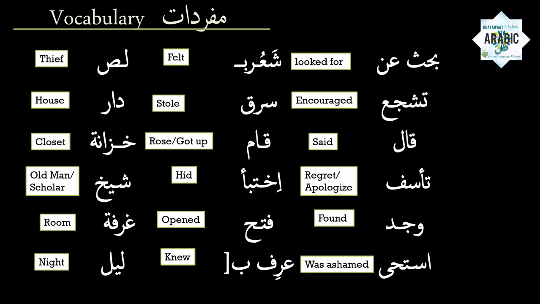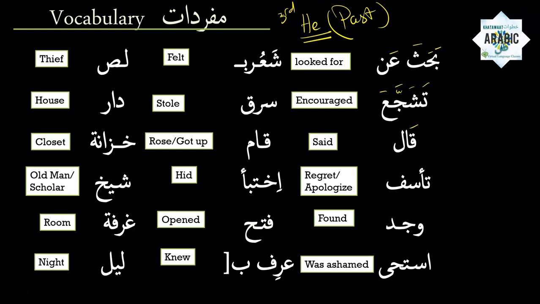We'll begin with bahatha. Bahatha an, he looked for. And here we are looking at the verb in the past, third person in the past. So he did something. Bahatha an, looked for. Tashajja'a, encouraged, or he got courage to do something. Tashajja'a. قال, he said.